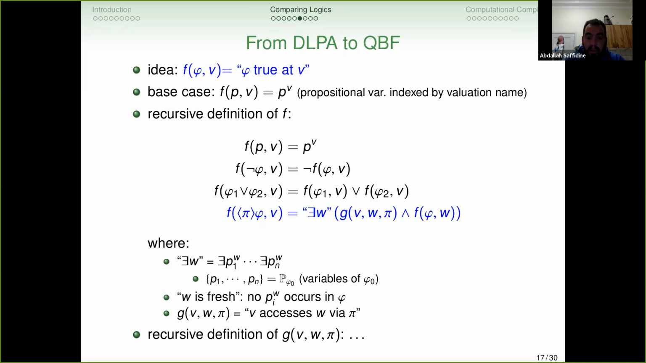And we define recursively this transformation. So atoms I've described, negation is direct, same as disjunction. And then for the diamond, we will have, is there another evaluation W that I can reach? So I want to evaluate my formula on V. Is there a W such that I can go from V to W according to pi, and my formula phi will be true on W? And we have to define this G that tells us I can, from V, go to W following program pi.